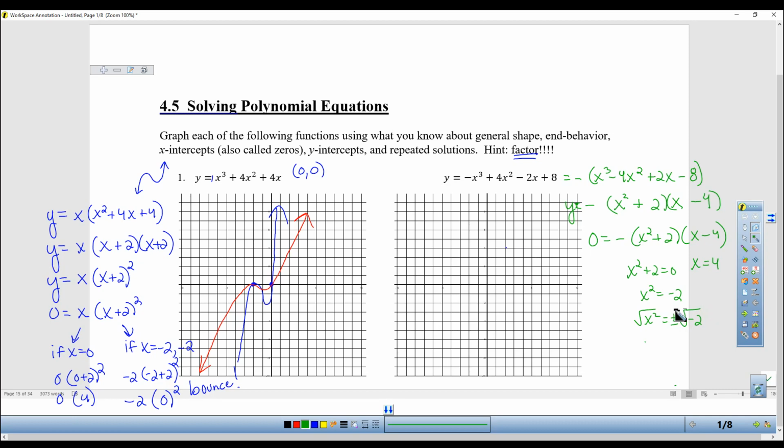And of course, that's imaginary. You can't take the square root of a negative number. You would get plus or minus the square root of 2, and then i. So what an imaginary 0 means is that the graph has another bump. We know that this is cubic and negative, so we know it generally looks like that. But we know that that bump must happen either above or below the axis, and that's why it didn't cross.